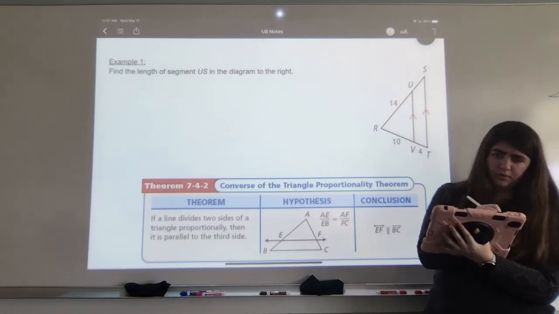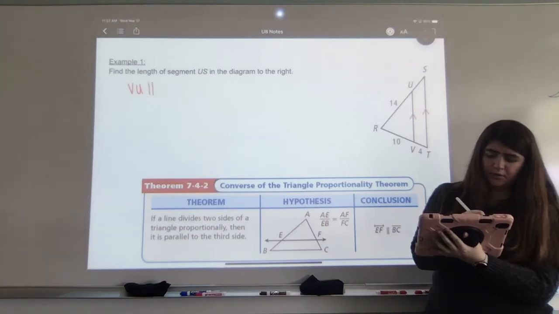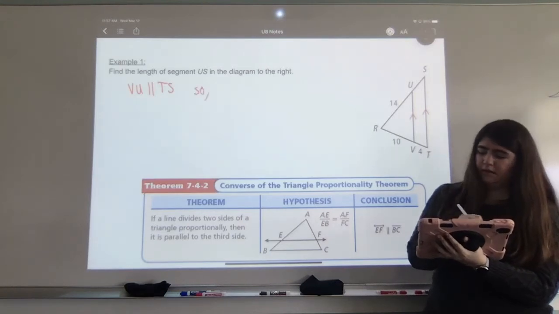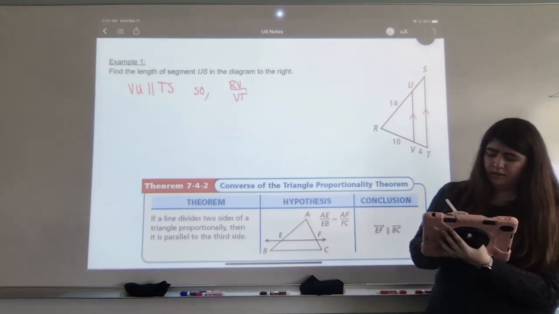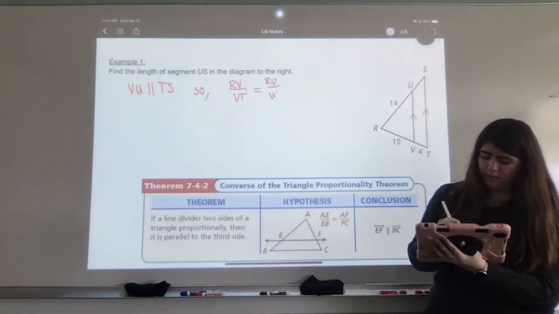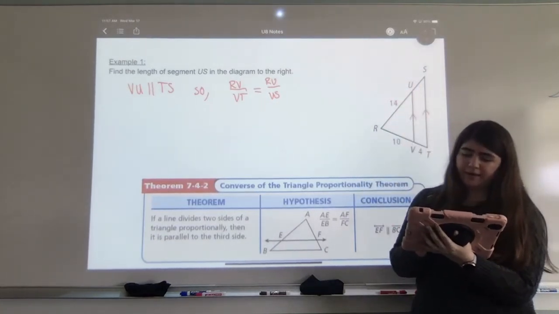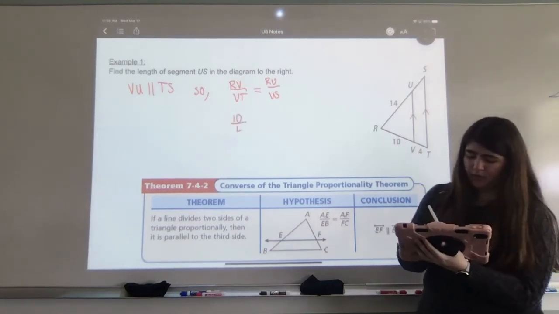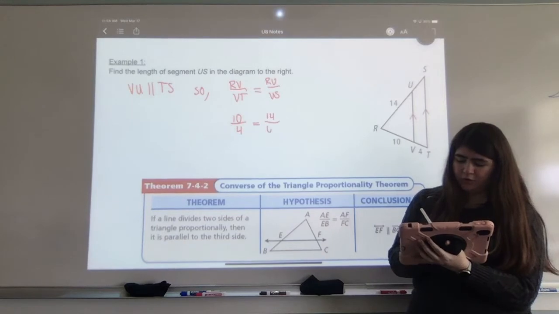So VU is parallel to TS, meaning that RV over VT is equal to RU over US. So now I can plug in my numbers and solve for my one missing piece here. So I have, in place of RV, 10 over VT as 4, which is equal to 14 over our unknown side of US.